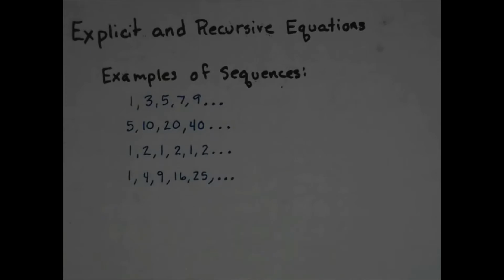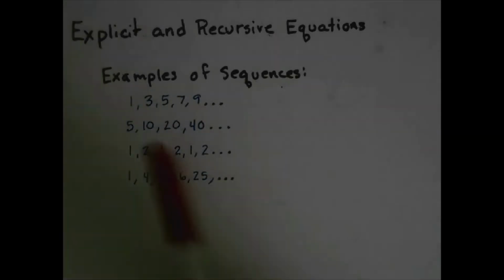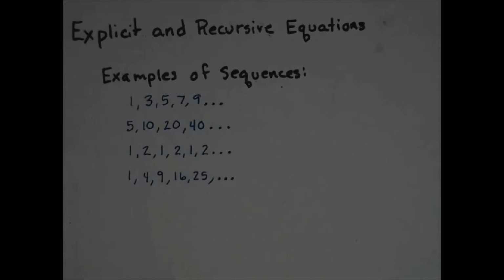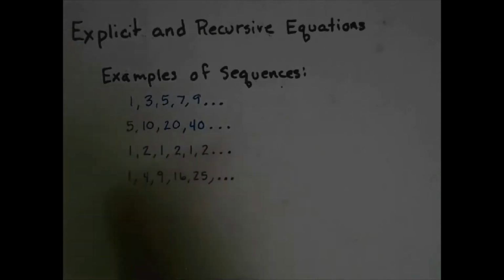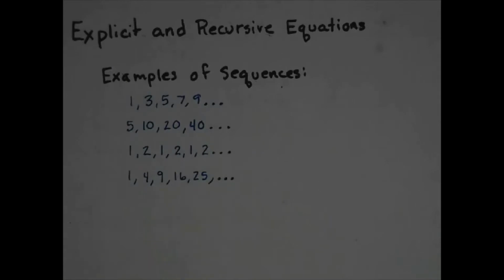Alright, so sequences. So you're familiar with sequences and what they are. I'm going to give you a formal definition here in a minute. But here's just some examples of sequences. So we've got 1, 3, 5, 7, 9. So those are odd numbers. If you're going from term to term, we go up by 2. The individual items are called terms, by the way.